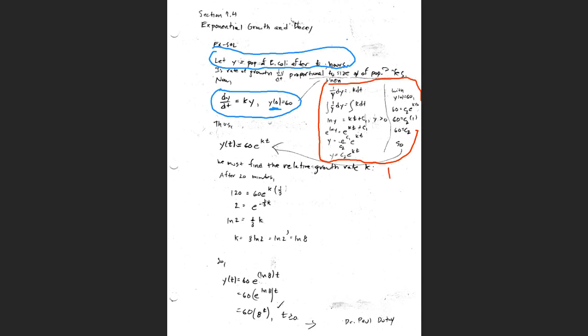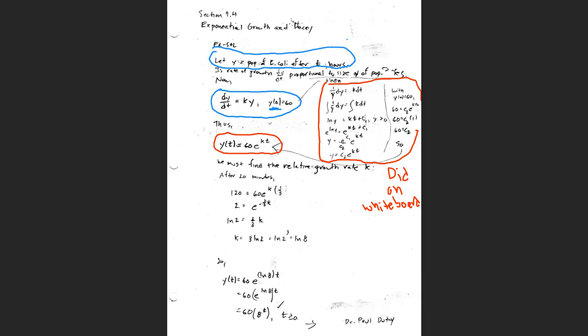So we're letting y be the population of E. coli after t hours. And this was the differential equation, dy/dt equals k times y, that models exponential population growth. And the initial condition was y of 0 equals 60. So all of this part here, we did on the whiteboard, so you don't need to recopy that. And here's where we're starting.